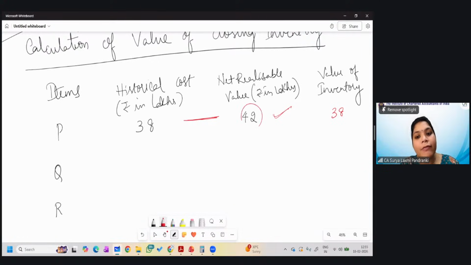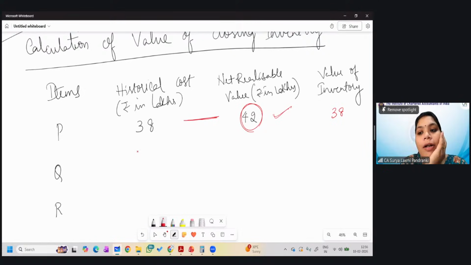If you show it at 42 and later the price of the inventory falls, that will be trouble for you, right? So any profits you can't anticipate, but if it is a loss, you will have to show it. That concept is followed here by the standard, which says try to record it at the lower price only. If you're capable of selling it for more, it is good. But record it at the lower price to be prudent or conservative enough. That is the main idea of the standard, trying to be conservative.